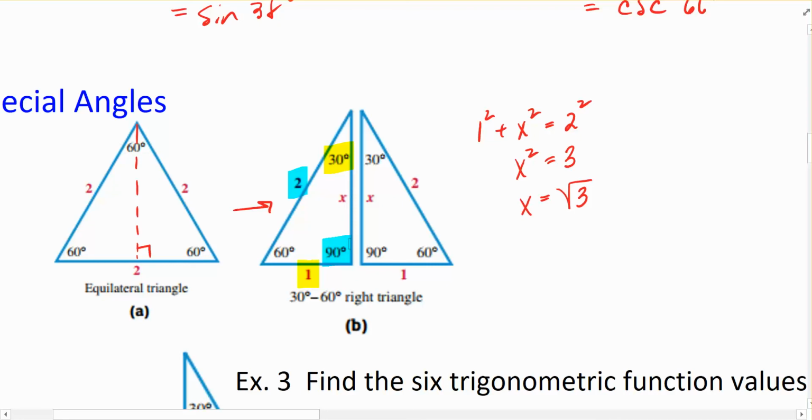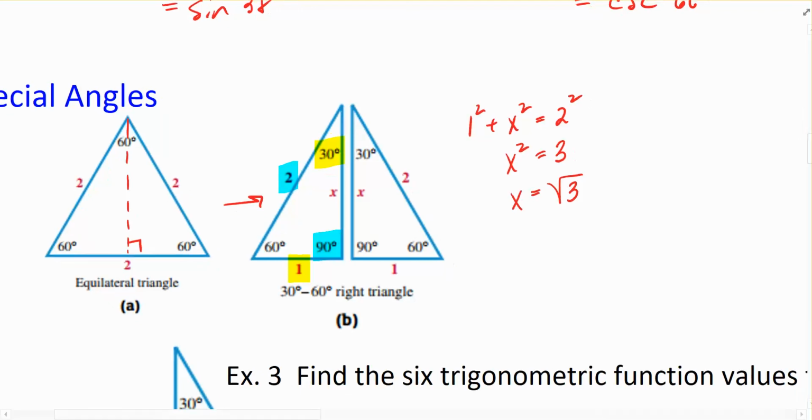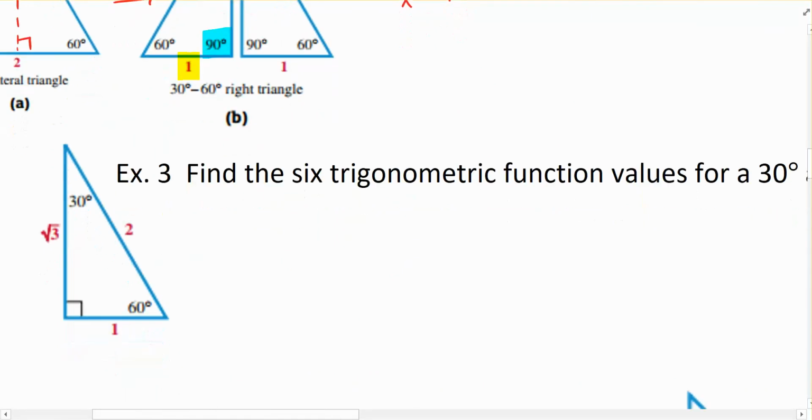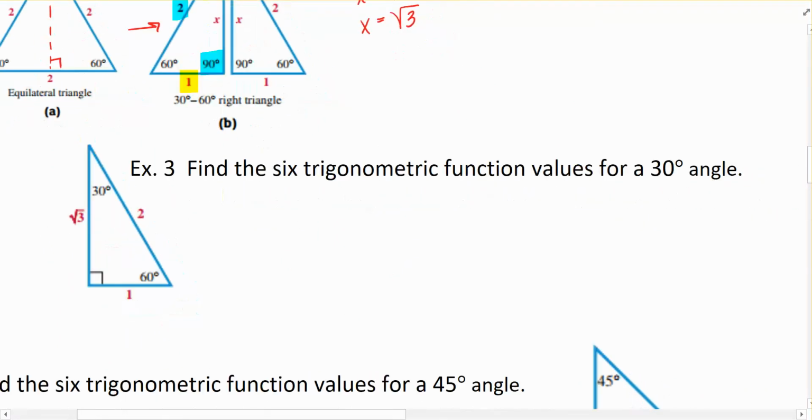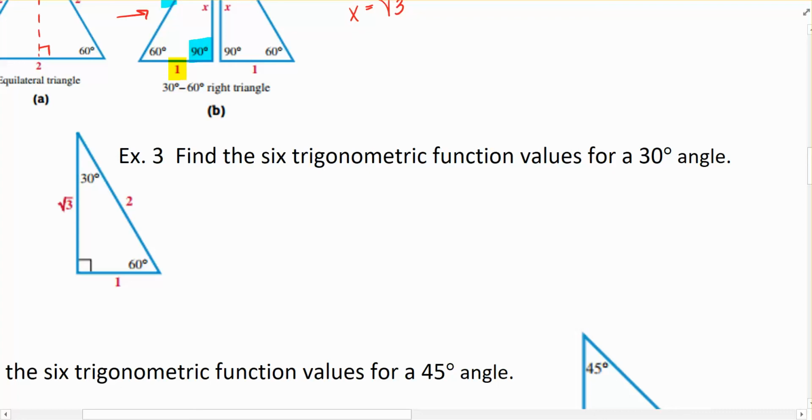So this is a special triangle that we're going to be utilizing quite a bit through the remainder of our trigonometry, but let's see if we can come up with, based on that triangle, the 6 trig function values for a 30-degree angle.